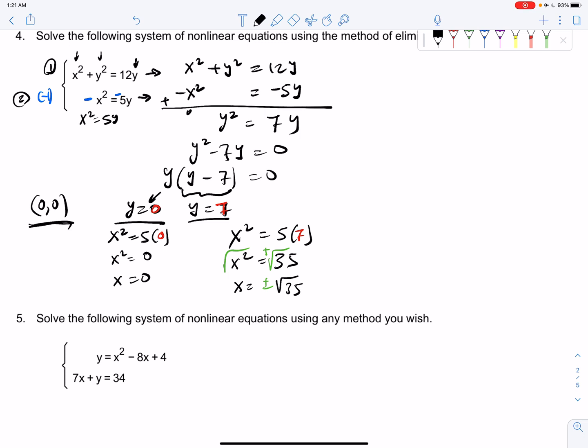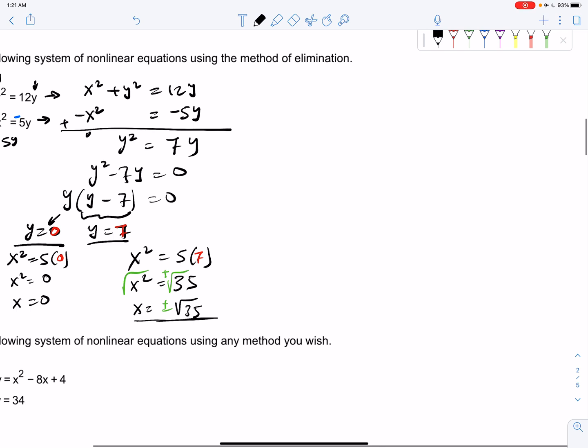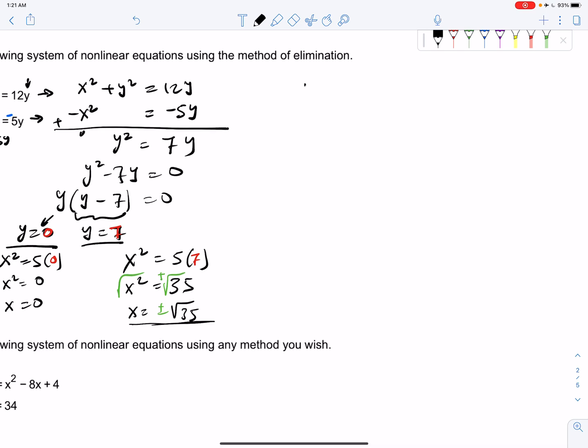It's really these two other answers that we're a little bit worried about. So because you have a plus or minus, what we're really worried about is this one working, the square root of 35 comma, and what was its y value? It was 7. I'd like to check this, by the way. And then the other one was negative square root of 35 comma 7.